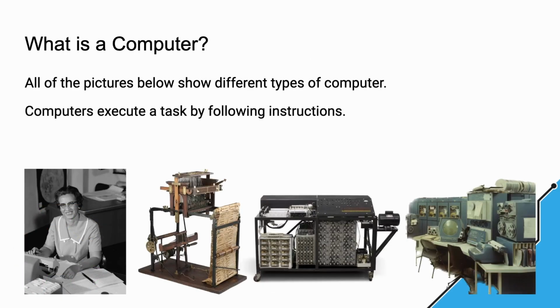The first thing we're going to do is look at the different types of computer. And believe it or not, all of the pictures at the bottom of the screen show different types of computer. A very basic definition of a computer is something that executes a task by following a set of instructions.